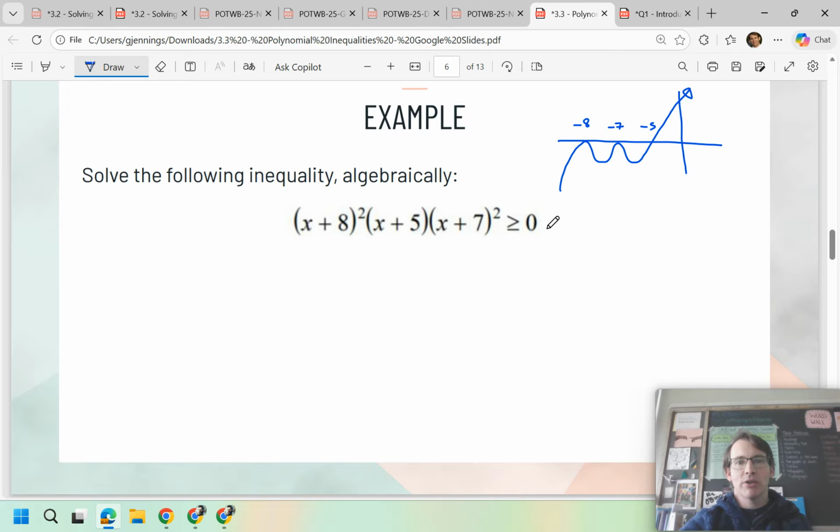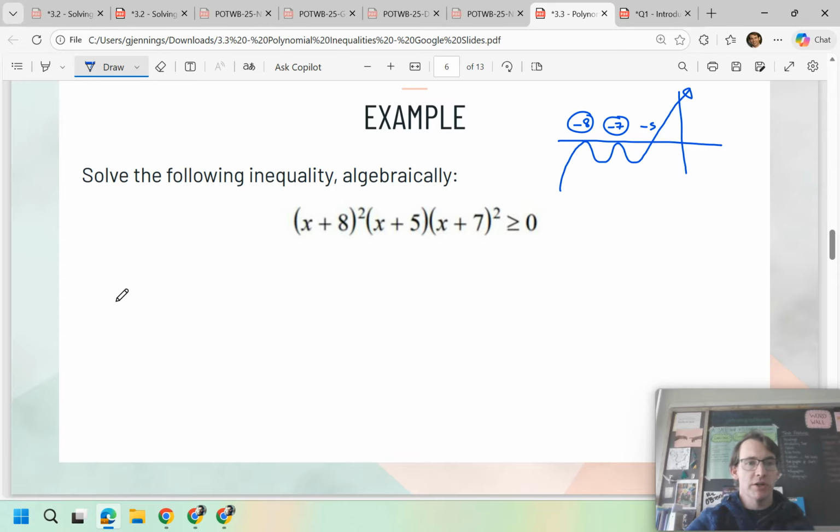Where is this thing greater than or equal to 0? Well, I can tell you that when x is equal to negative 8, negative 7, or greater than negative 5, this thing is going to be greater than or equal to 0. Okay? And we can see that very quickly by graphing.